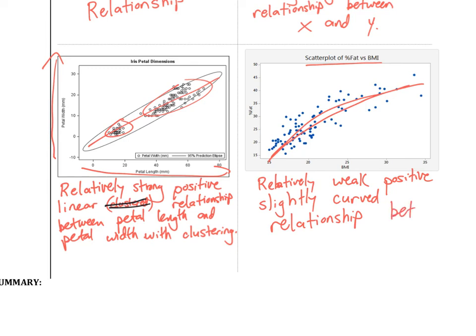between BMI and percent fat. Right, and that's what we got, just describing the scatter plot. Look for strength, look for shape, positive, negative, or no relationship. That's what we're looking for.